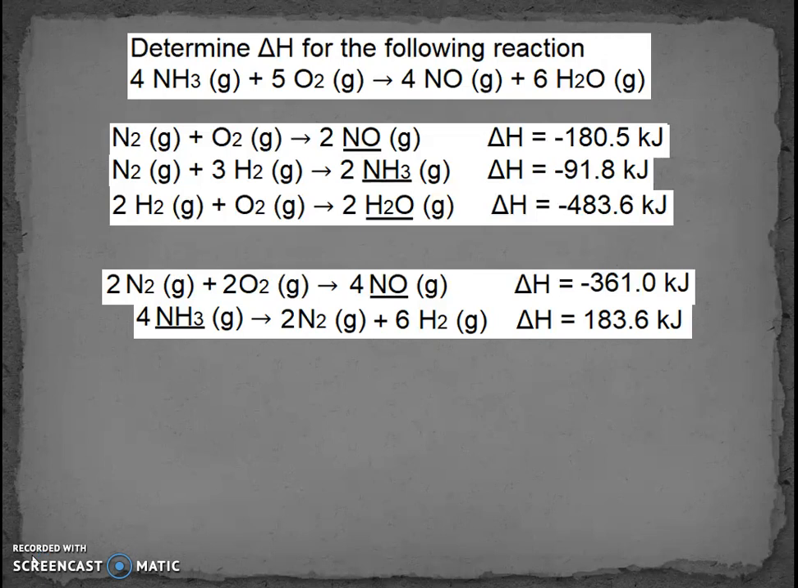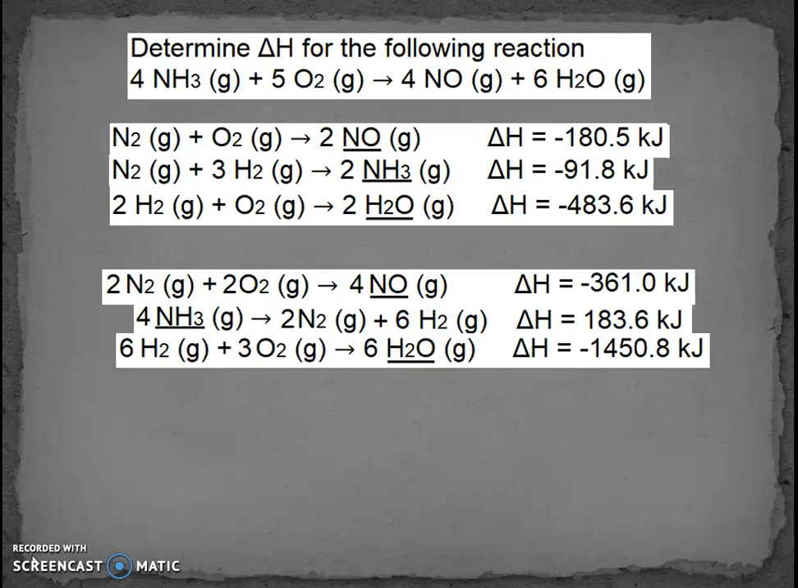So I have 2 moles of water being produced, but in my top equation I have 6 moles of water being produced. So I have to triple this equation to get the proper amount of water that I need. So now I have 6 moles of hydrogen reacting with 3 moles of oxygen to make 6 moles of water. Since I ran that reaction through 3 times, it's going to release 3 times the amount of energy. So 1,450.8 kilojoules of energy is going to be released from that reaction.